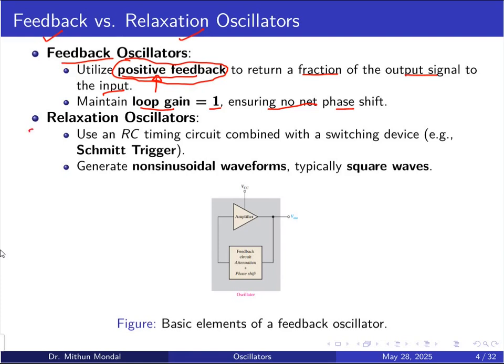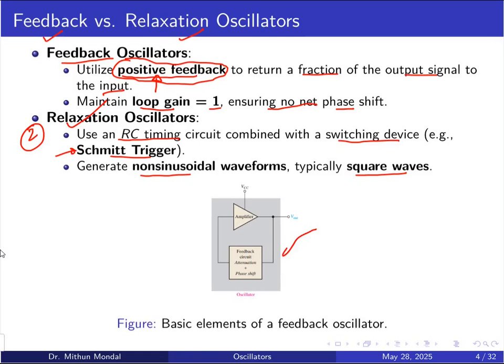The second type of oscillator is the relaxation oscillator. It uses an RC timing circuit combined with a switching device, for example the Schmitt trigger that we discussed in the previous lecture. This will generate a non-sinusoidal waveform, typically in the form of square waves. So relaxation oscillators generate non-sine waveforms.